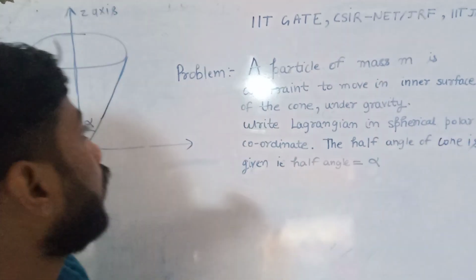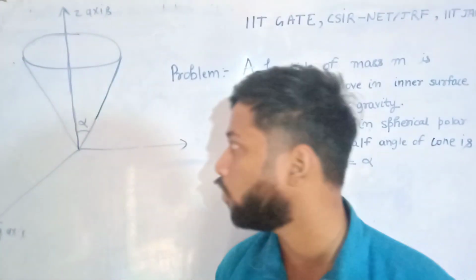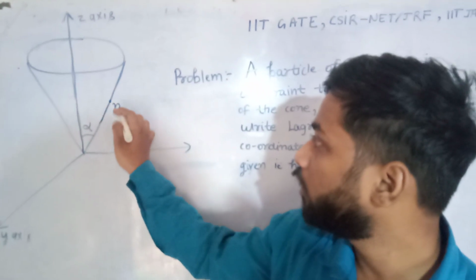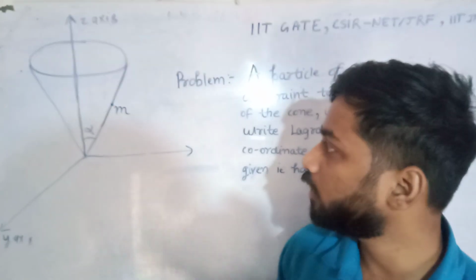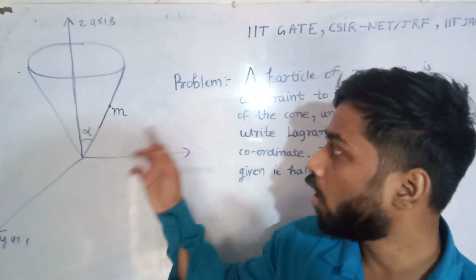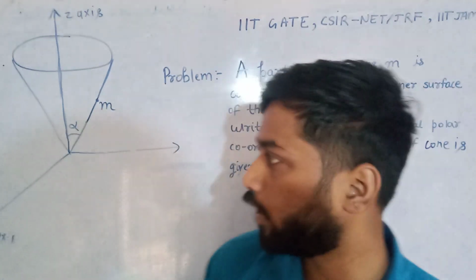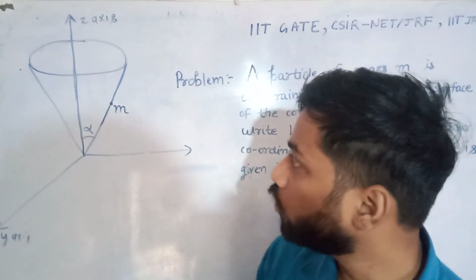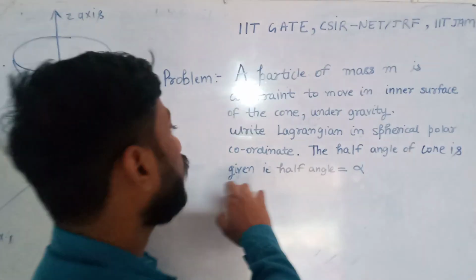The problem is: a particle of mass m is constrained to move on the inner surface of a cone. This is your cone, and let us suppose somewhere here is a particle of mass m, and this particle is restricted to move only on the surface of this cone, and the half angle of the cone is alpha. So you have to write the Lagrangian in the spherical polar coordinate system.